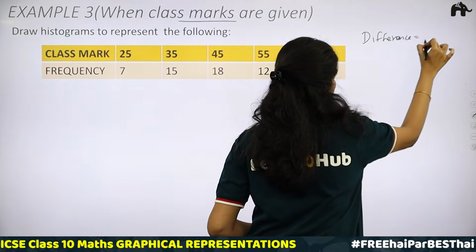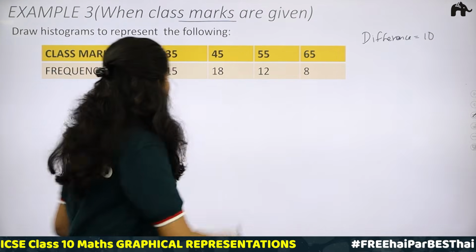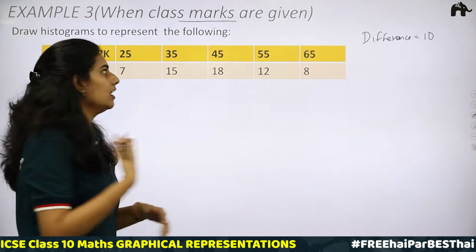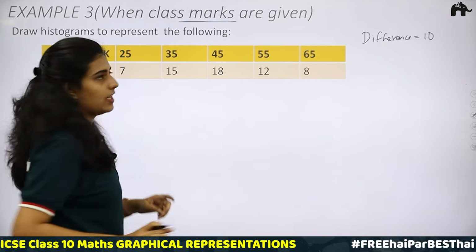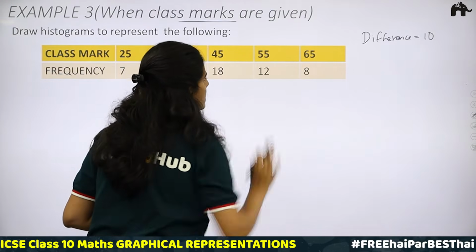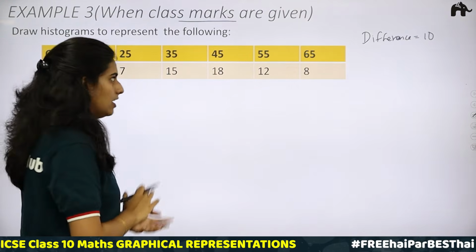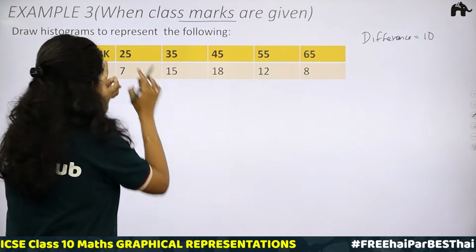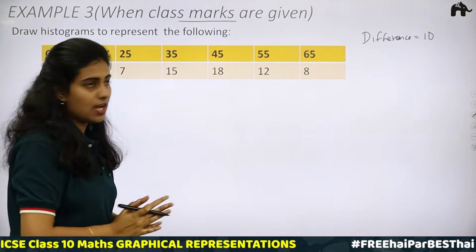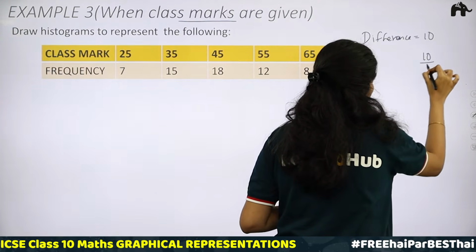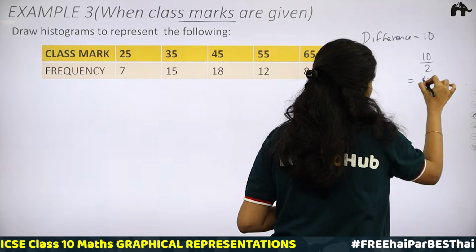Difference of class mark is equal to 10. Okay, just check the next two class marks, 45 and 35. Again it is 10. 45 minus 35 is 10. 55 minus 45 is 10. 65 minus 55 is also 10. So, in order to get the lower limit and upper limit, what you have to do is find the difference between two class marks and divide them by 2. Okay, on dividing 10 by 2, you will be getting 5.